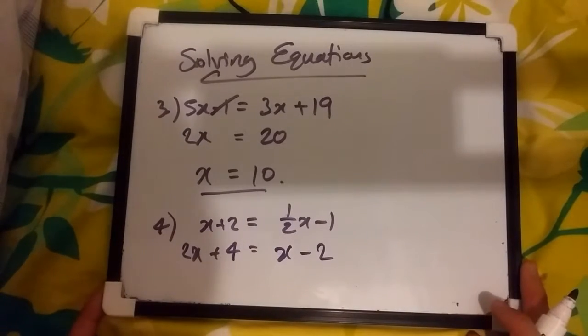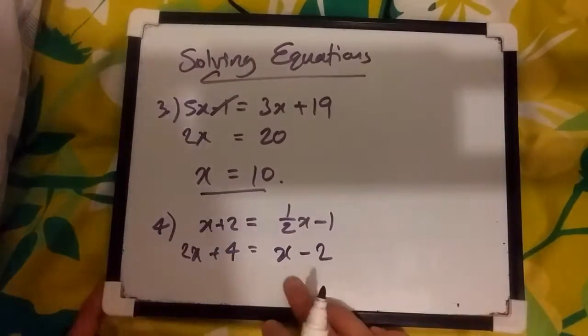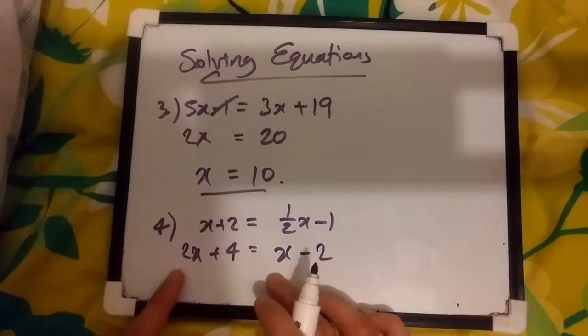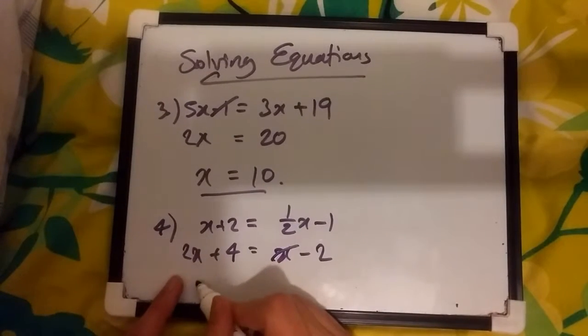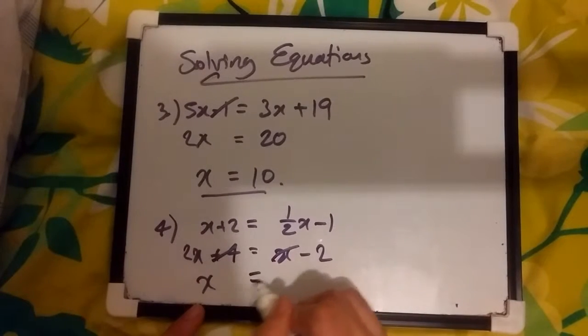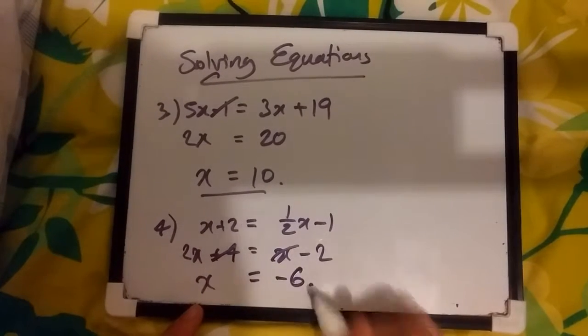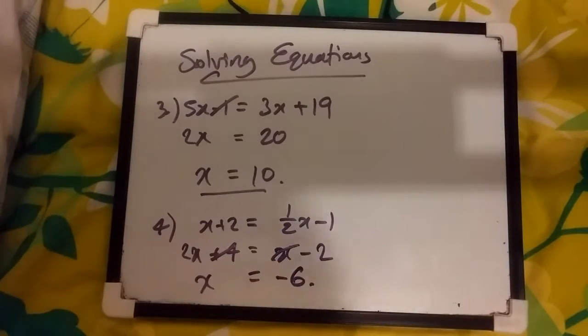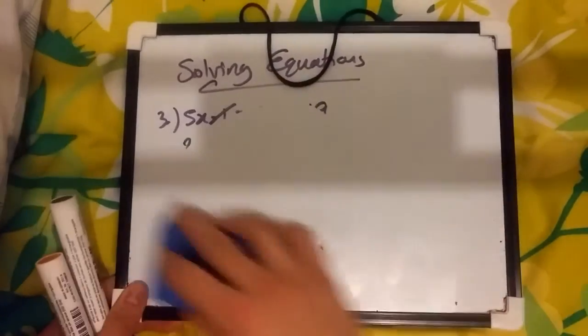Now it's a case of just doing what we did earlier. Again, we want to subtract x across because we're going for x. So this will become just 1x or x. To get rid of this plus, we'll minus 4 from both sides. So 2 minus 4 is minus 6. x equals negative 6. Great.